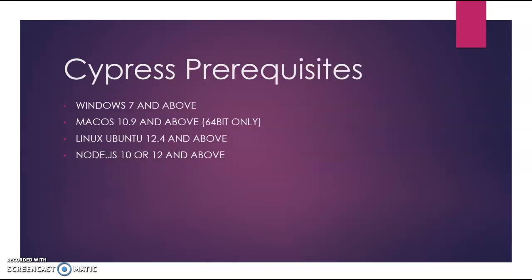So, Cypress requirements. If you want to use each of these operating systems, for example, for Windows, it has to be 7 and above. Mac OS should be 10.9 and above, and only 64-bit. And Linux 12.4 and above, and Node.js 10 or 12 and above.